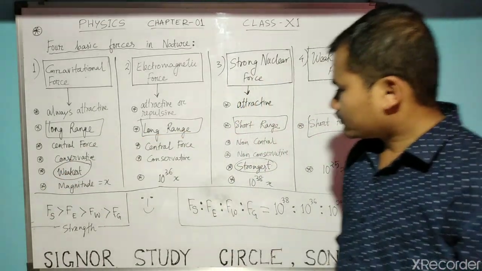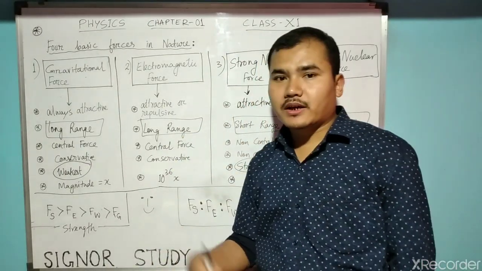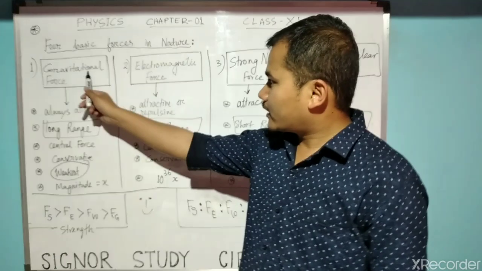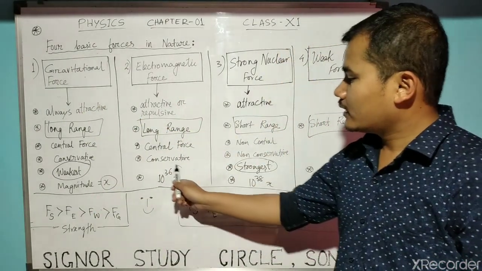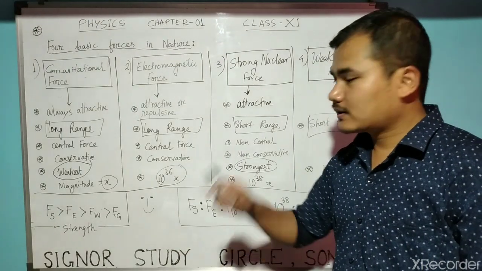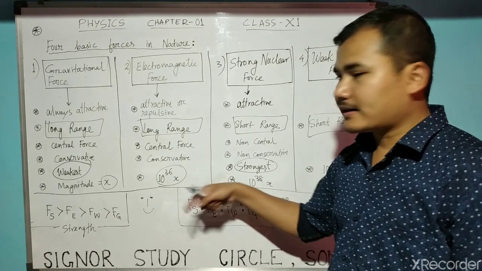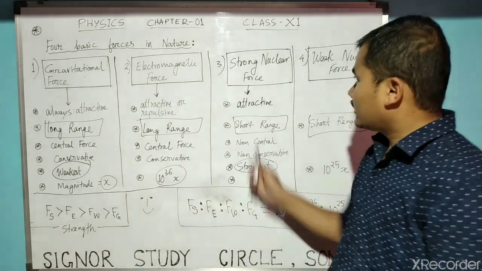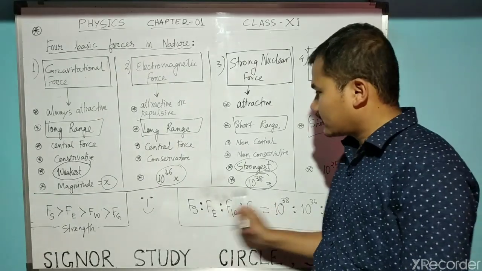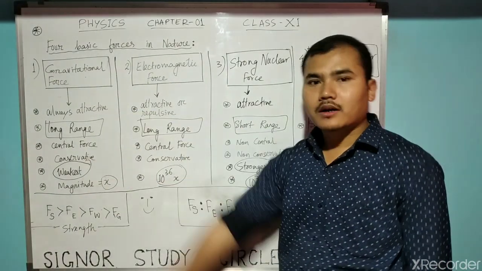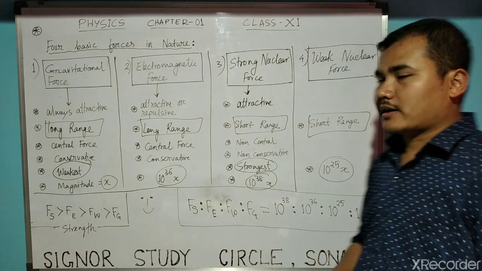If we see the ratio, meaning how many times one force is bigger than the other: suppose we take the gravitational force magnitude as x, then the electromagnetic force will be 10^36 times x, meaning 10^36 multiplied by x. Again, strong nuclear force will be 10^38 times x. What was x? We have taken x as the magnitude of the gravitational force. And the last, weak nuclear force will be 10^25 times x.